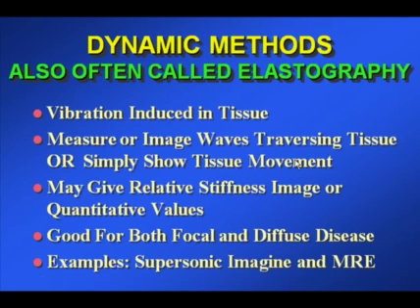Now moving on to dynamic methods, which are also often called elastography. In a dynamic method, a vibration is induced in a tissue rather than just a single compression. This vibration causes waves to transmit across the tissue, and you either image the waves traversing the tissue, show the tissue movement, or you measure the velocity of the waves traversing the tissue. All of these can be done, and all of these can be used to produce elasticity images. You may get a relative stiffness image, or you actually may get quantitative estimates of tissue stiffness. This method, since it is more quantitative, can be used for both focal and diffuse disease.